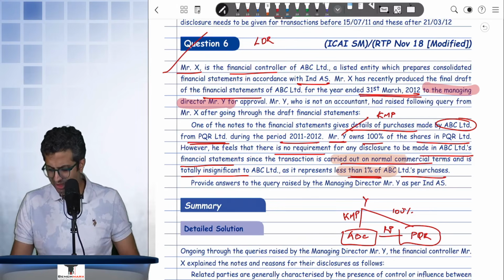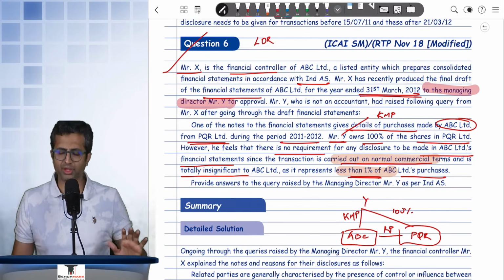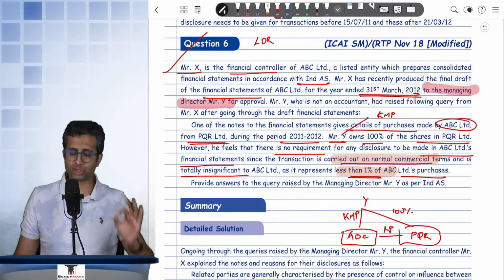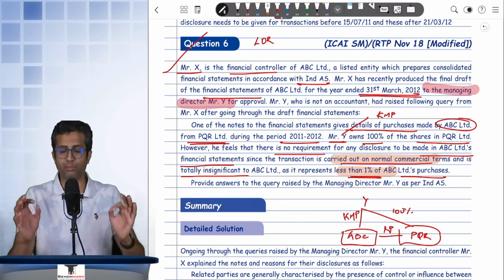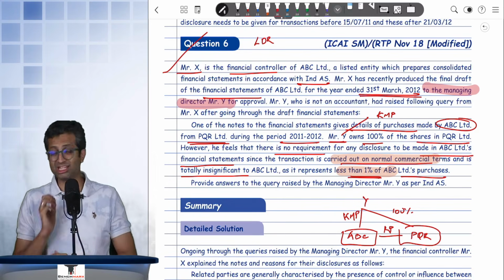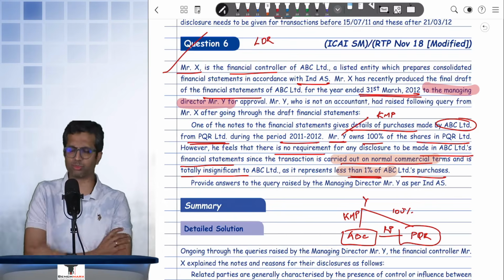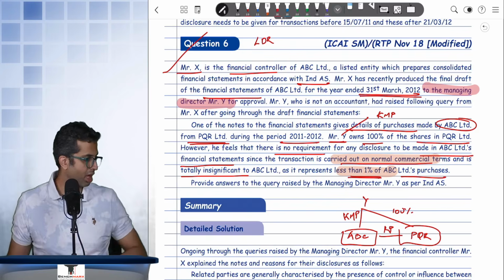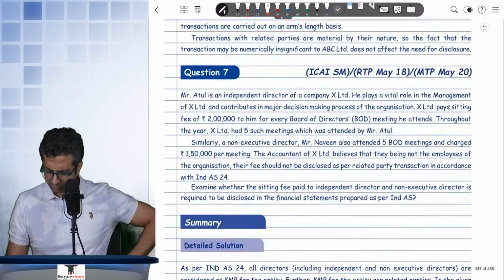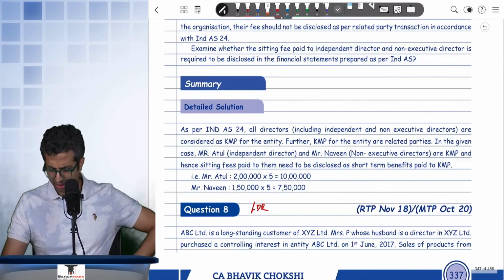Further, is it anywhere given that the disclosure is only to be given if they are not at fair price? No. So whether they are at fair price or not, whether they are significant or not in amount, you will always have to give a disclosure, and hence you will have to tell your managing director that the disclosure will have to be given as per the provisions of Ind AS 24. Are we clear with this? Okay. Then you have question number 8.